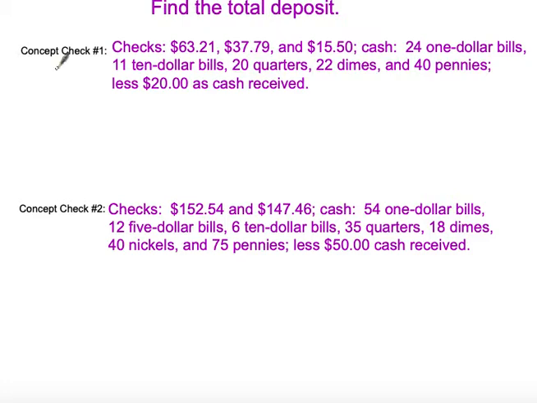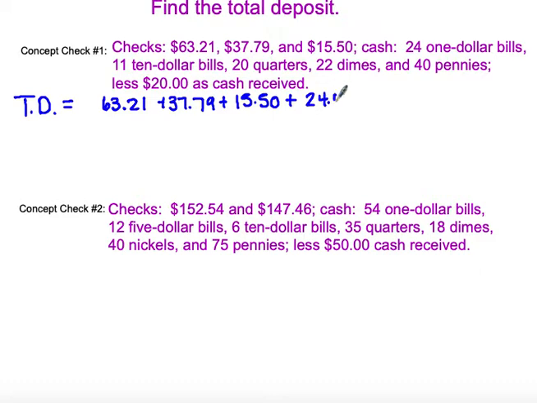In our first example, it says that we have checks that are $63.21, $37.79, and $15.50. Our cash, so we're going to add those up. We're looking for our total deposit. I'm just going to put TD there. We're going to add all of this together: $63.21, $37.79, and $15.50. In addition to that, we're going to have 24 $1 bills, so that's $24.